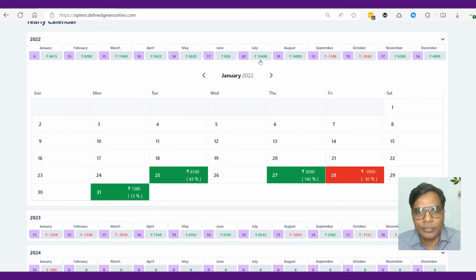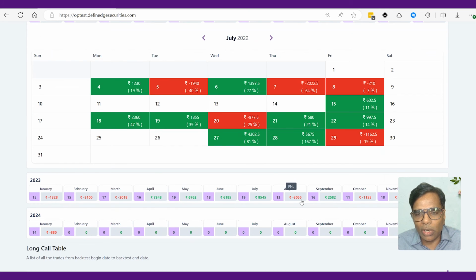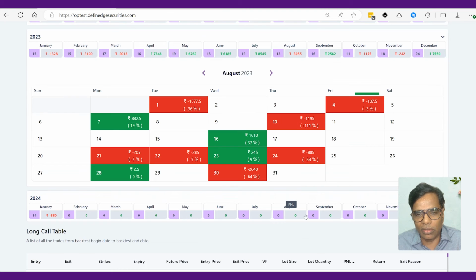Okay. Now a very good one was July. See, there were good profitable trades in this particular month. So like that you can see what has happened in different months. See, I now selected another month, August. Now we can see here we had a lot of loss making trades in this particular month.